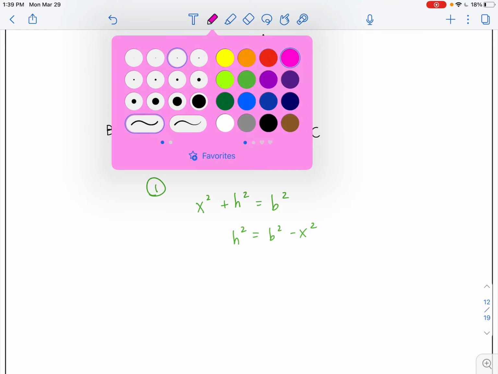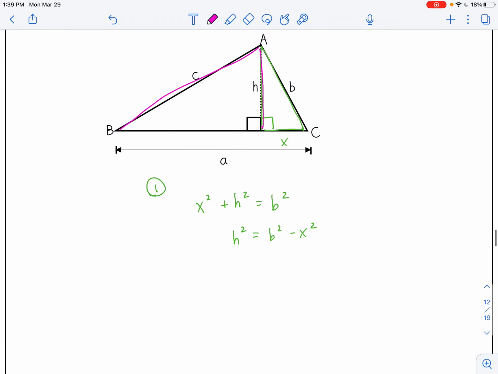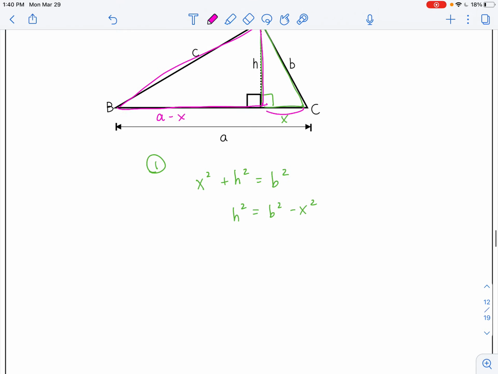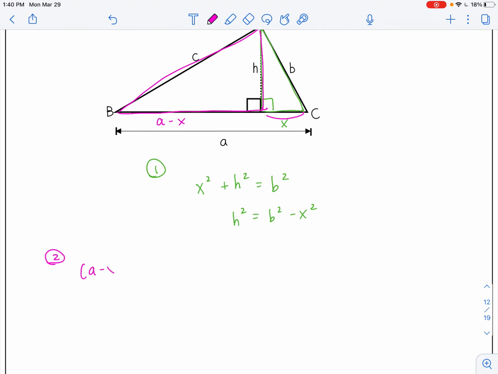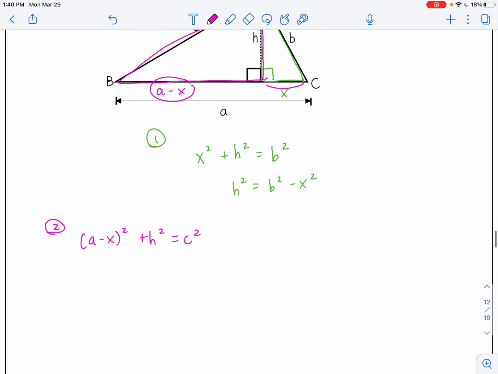Now I'm going to do the same thing with this triangle. Because we called this piece x, I'm going to call this side a minus x, because the whole bottom is a. All right, so this is step 2. I'm going to set up the Pythagorean theorem. And I put this in parentheses because it's an expression. Now, I'm going to substitute in this for h squared here.